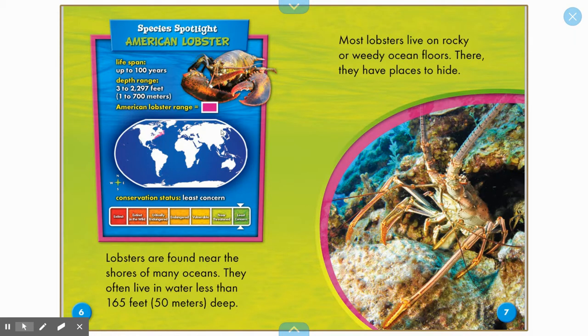There are also some photographs on this page, and there's even a diagram right down here called Conservation Status, Least Concern. So that shows us that the American lobster, we are not concerned about it becoming extinct. There are plenty of lobsters.